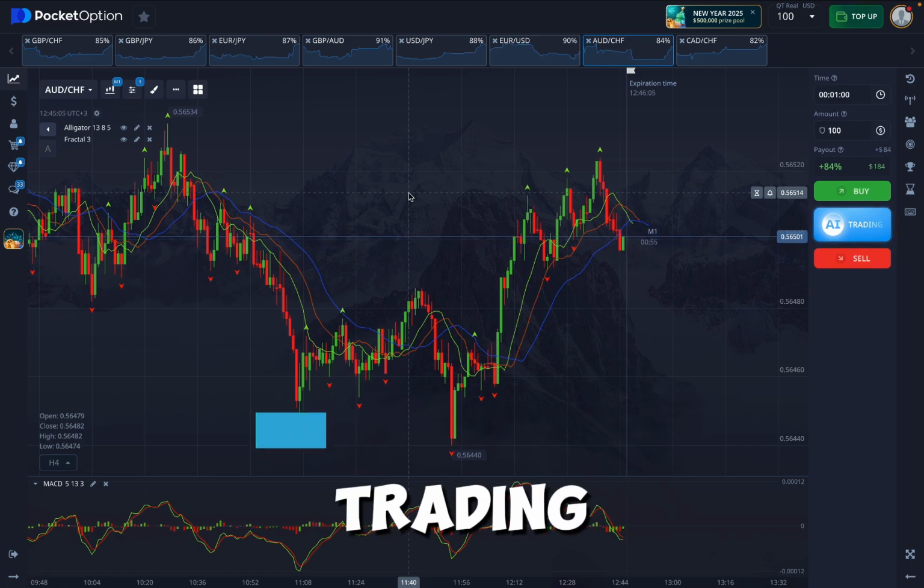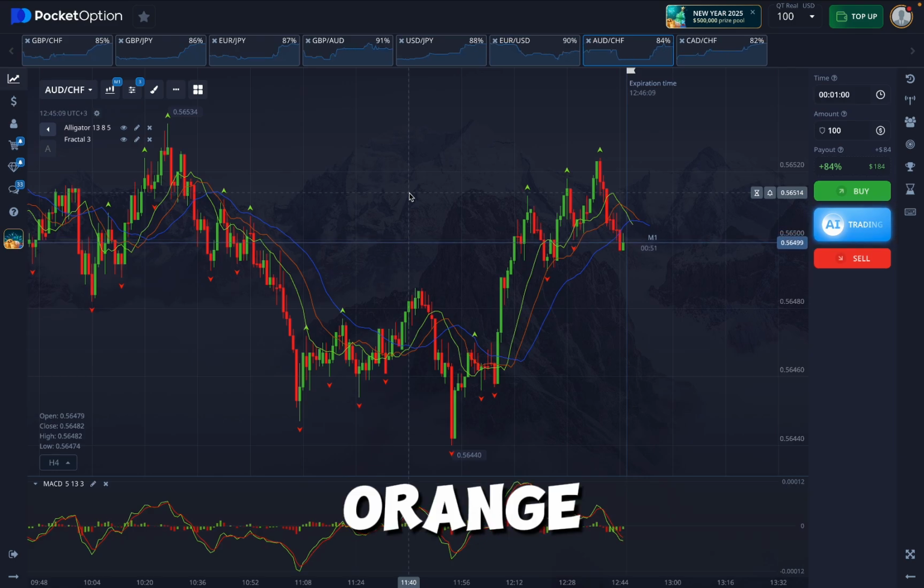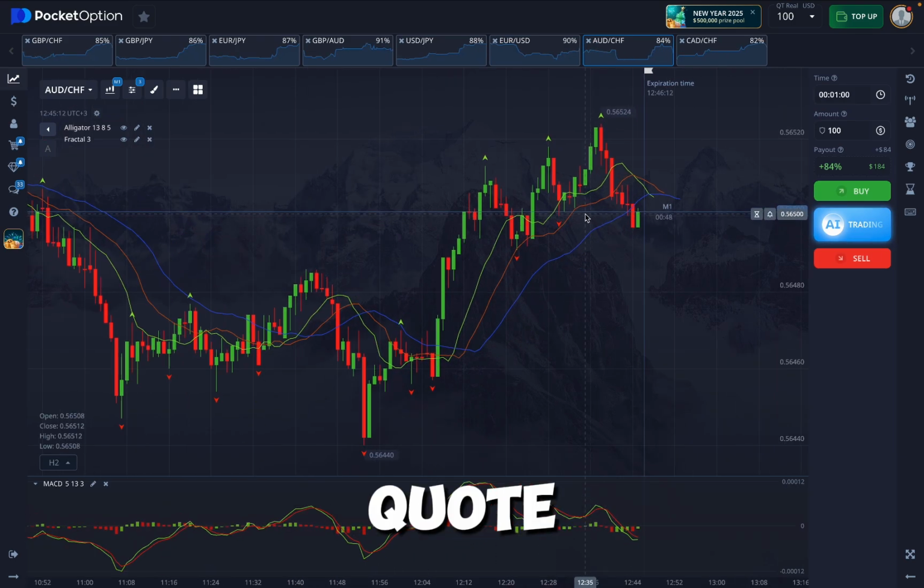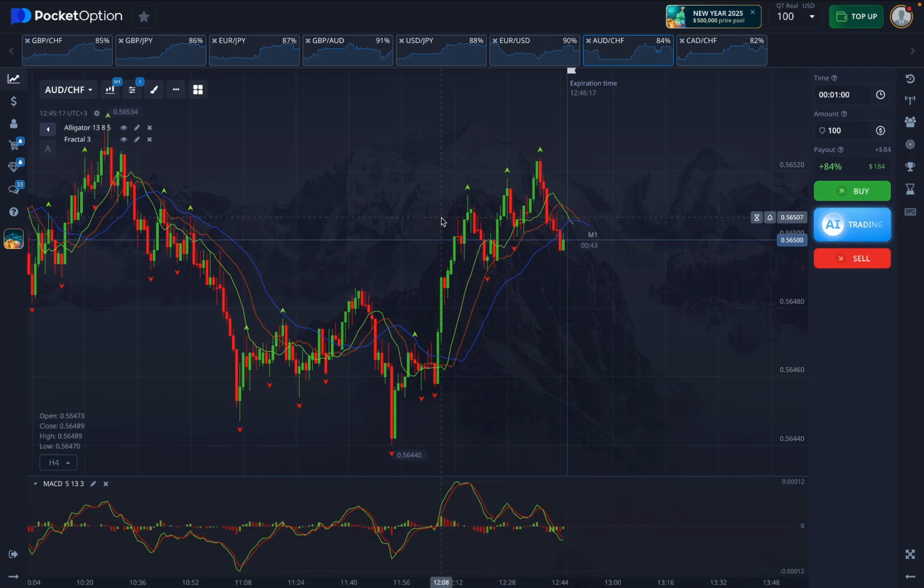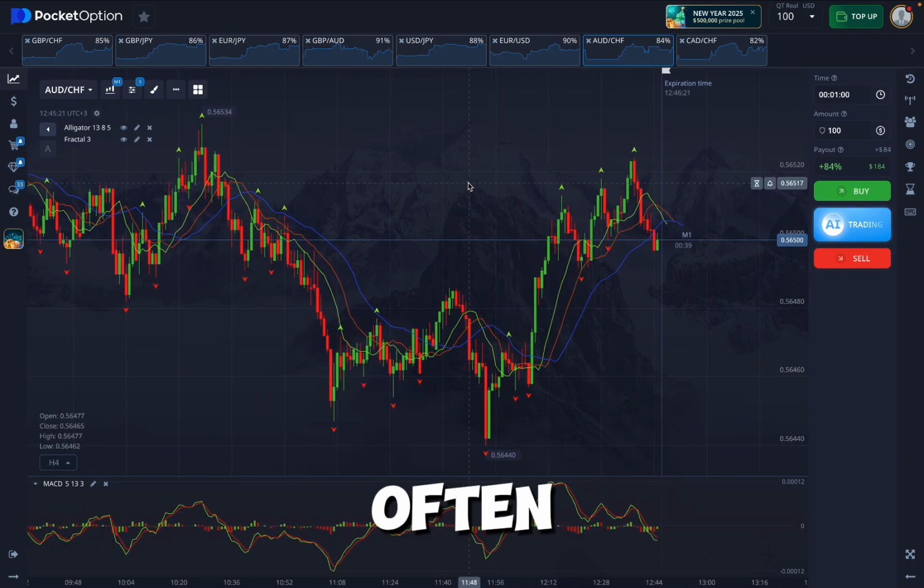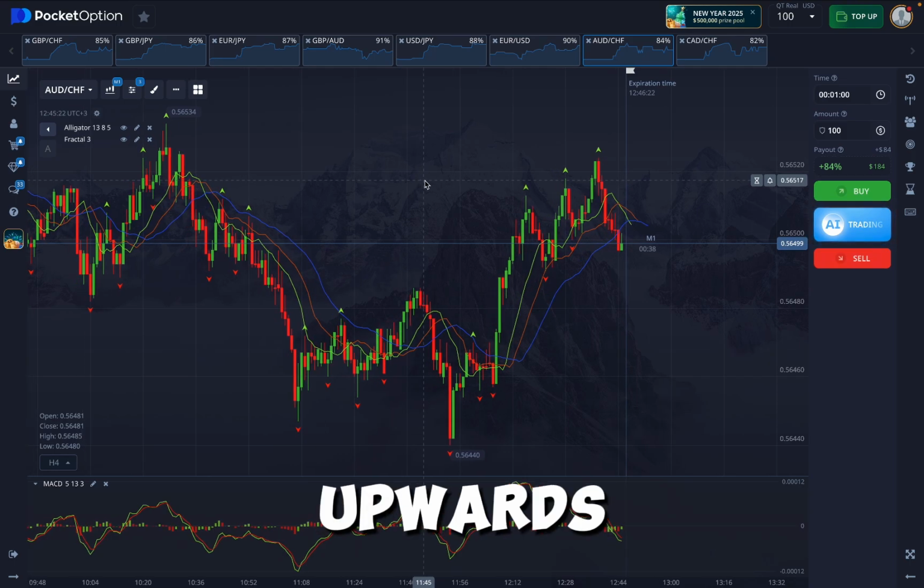We use the strategy of trading on corrections to the middle line. Our midline is marked in orange, and it's called the "teeth". What is the point of this strategy? The essence of the strategy in a trending market is that the price often returns to the middle line, after which it continues to move upwards.